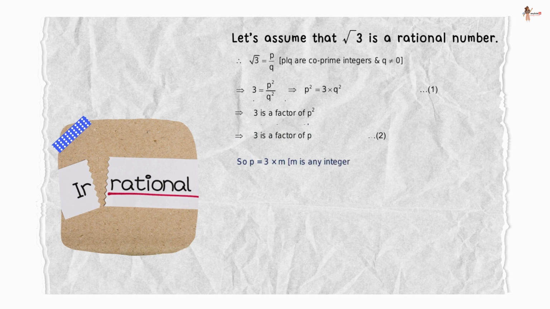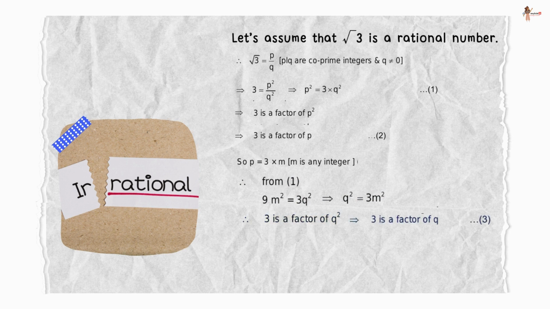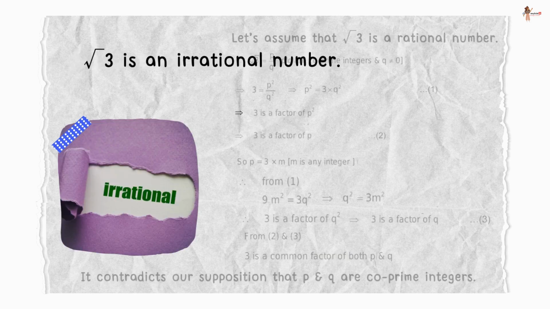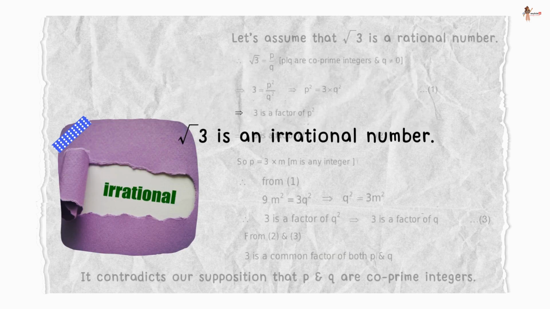Therefore, p is 3 times m, where m is any integer. Now, from 1, we get 9m square is equal to 3q square. Or we can say q square is equal to 3m square. Thus, 3 is a factor of q square and thus it is also a factor of q. From 2 and 3, we get that 3 is a common factor of both p and q. Now, this contradicts our supposition that p and q are co-primes. Therefore, root 3 is an irrational number.